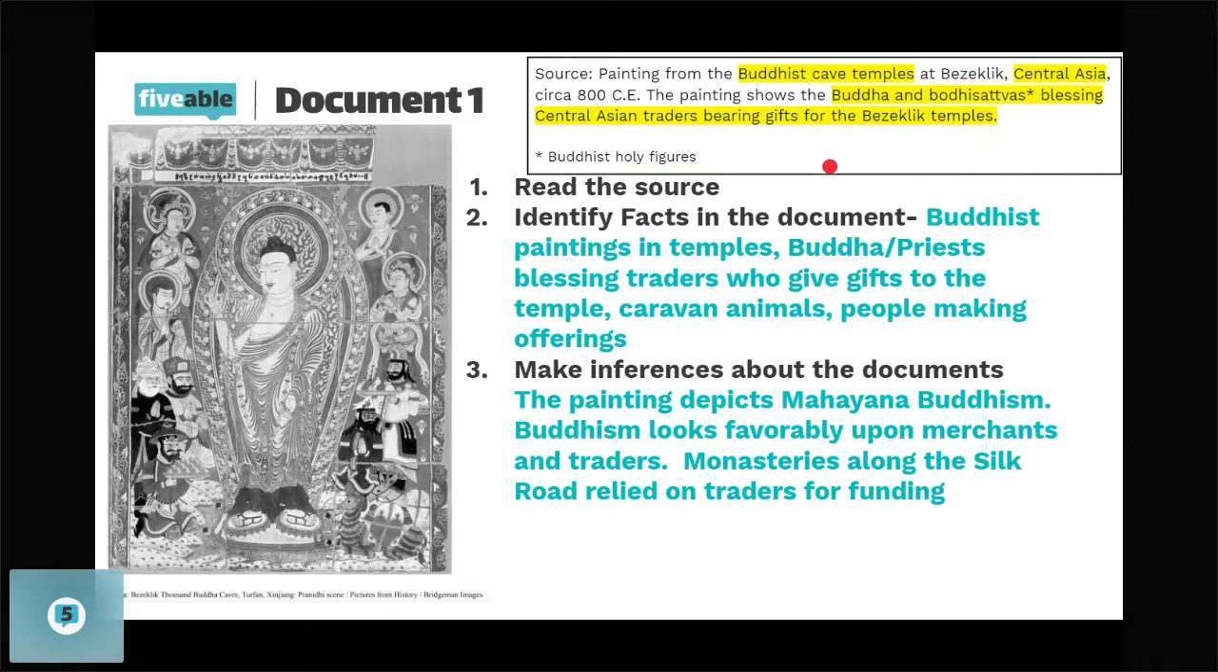Okay, so from here, what do you think the attitude towards merchants is going to be? Do Buddhists like merchants, or do they not like them? Go ahead and answer in the chat. Make sure you guys are on your toes. So what do you think? Just reading that source, does Buddhism like merchants or not so much? Anyone? Go ahead and type it in here.